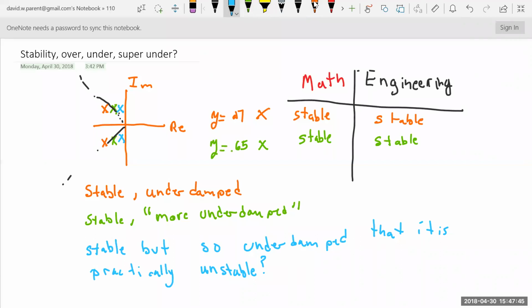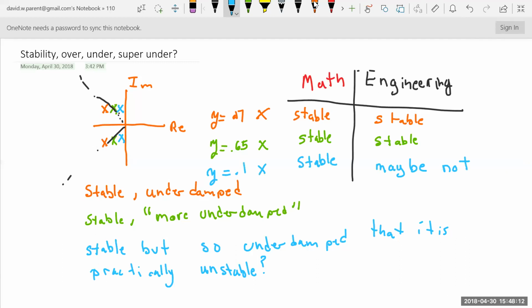Blue. Zeta equals 0.1, right? Mathematically, stable. Engineering, you're going to hate this. Maybe not. And I didn't realize it.